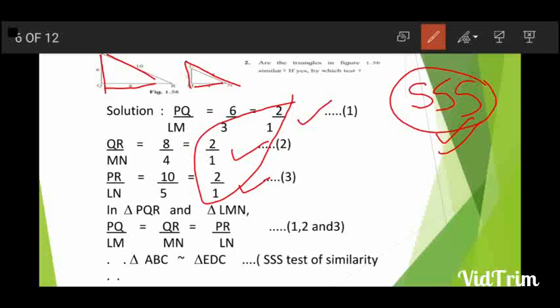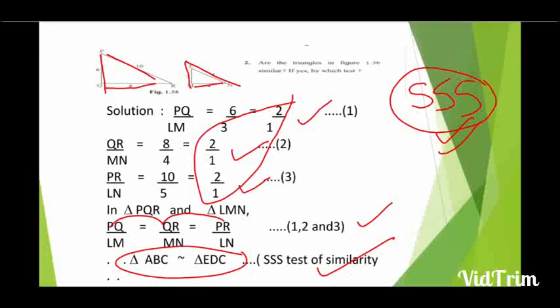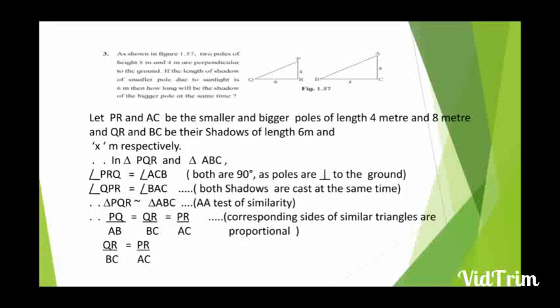That means I have got that the three corresponding sides are proportional. Since the sides are proportional, we can say that the triangles are similar by the SSS test of similarity. Now let's go to the next sum.